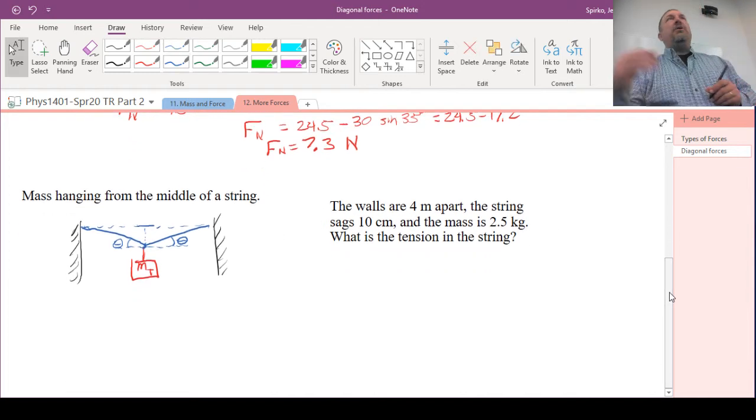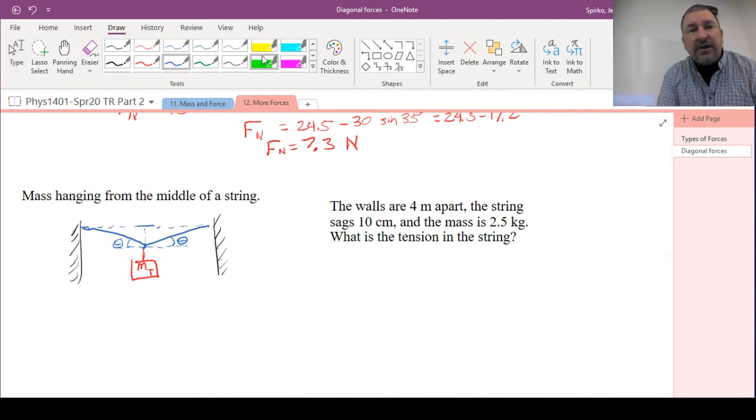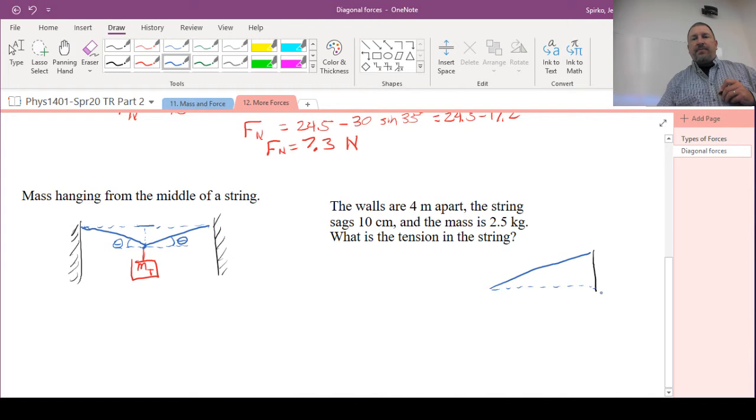So I need to know how strong of a string I have to have in order to hang this thing there, because I don't want it to hit the ground. Something that we use while we're trying to figure out force components is angles. And I don't know the angle, so I need to do a little bit of a triangle first. So the first thing I want to do is think about a triangle with the wall and then half the string, and then that horizontal line.